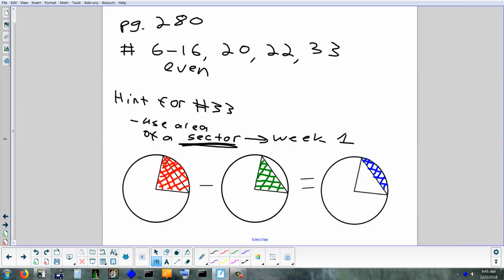But what we do have a formula for is to find the area in red. That's what we did very first week. The area in green, which is a triangle, that's what we did today. And if you take the area in red and you subtract the area in green, you're left with that little section in blue. So that's a hint for how you do number 33. But you're going to have to go back and look up the formula for that. That's called a sector. That's area of a sector.